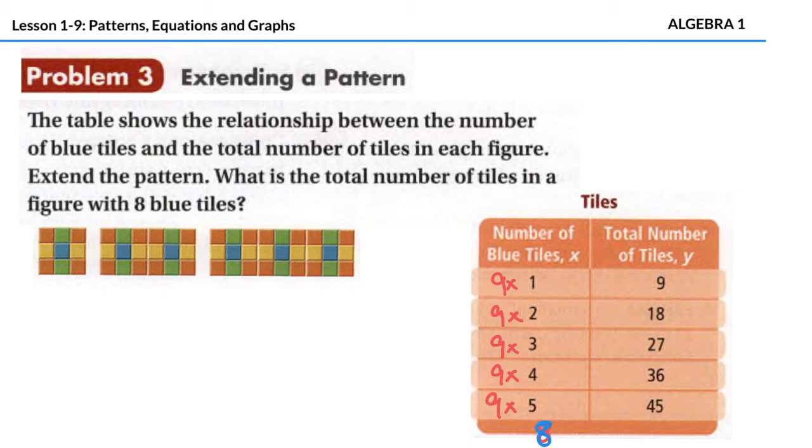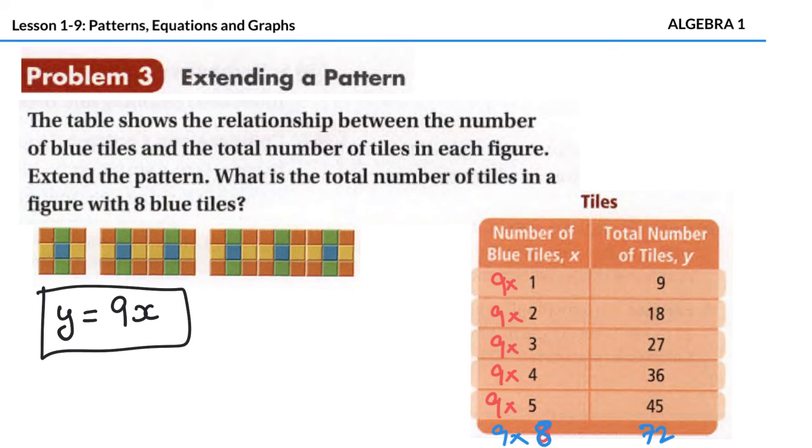Let's put it with another color, 8. So, the total number of tiles will be 9 times 8, which is going to be 72. So, you see how inductive reasoning helps to conclude based upon the pattern that we are seeing. So, can we write it as an equation? It's given that the total number of tiles is y, and that is 9 times the total number of blue tiles. So, this is the equation.